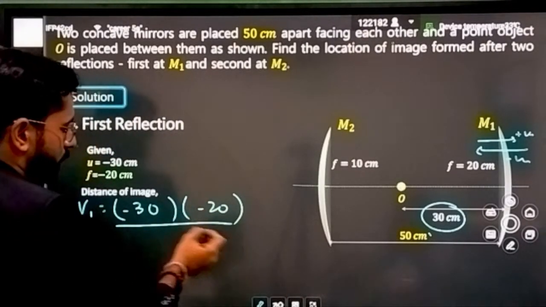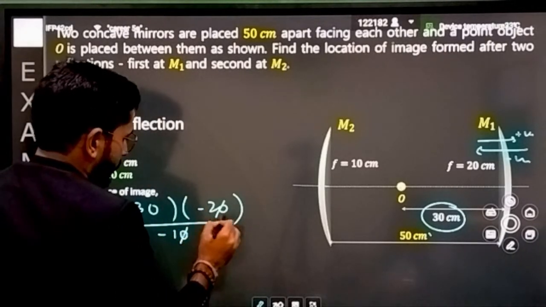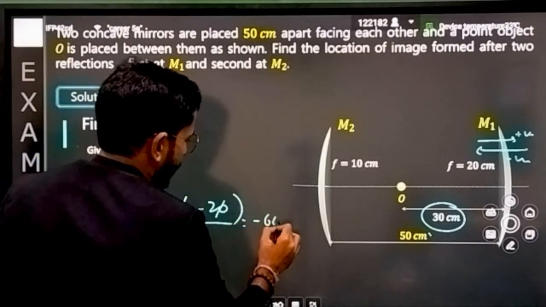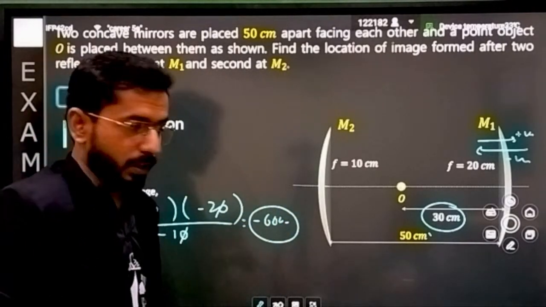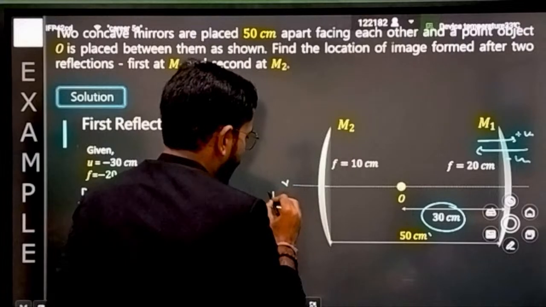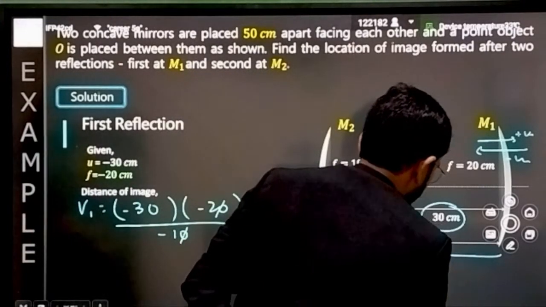How much will it become? Minus 10 in the denominator. The net sign is minus, and the two minuses cancel, so v will be minus 60 centimeter. Now what do you do? Locate your image also. Here is your image I1, and its distance from this mirror is equal to 60 centimeter.